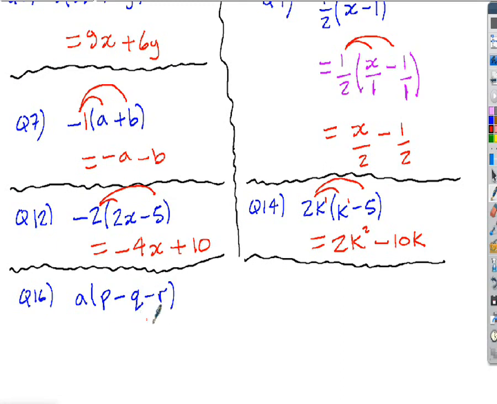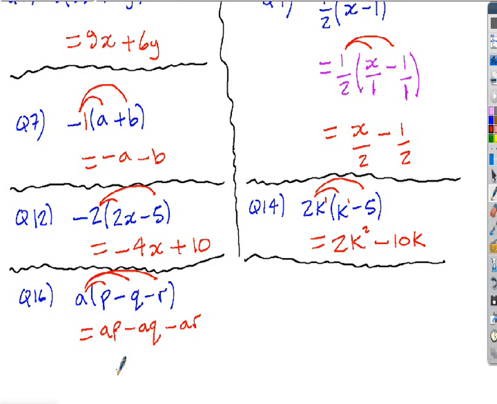Question 16, we have 3 terms inside the bracket, multiplied by a outside. So again, we just take each of the terms individually and we multiply it by the a. So we have a multiplied by p, so ap, a multiplied by negative q, so negative aq, and a multiplied by negative r, negative ar.